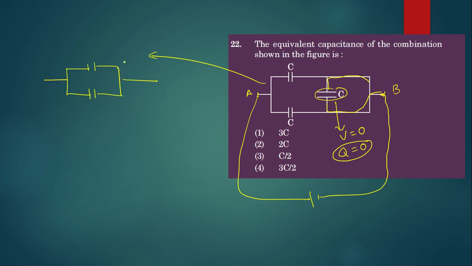It consists of 2 capacitors connected in parallel. So in parallel connection, the equivalent capacitance will be given by the sum of them, C1 plus C2. So in this case, it will be C plus C equal to 2C, option 2. Let's move on.